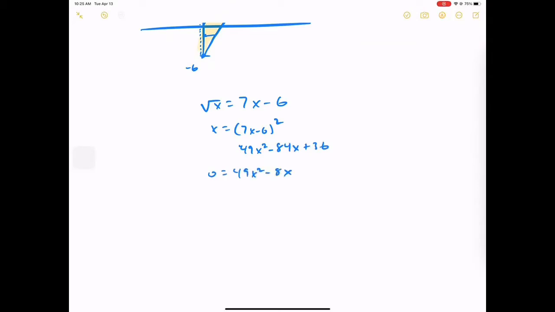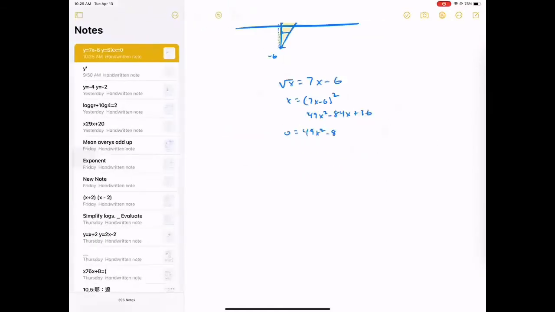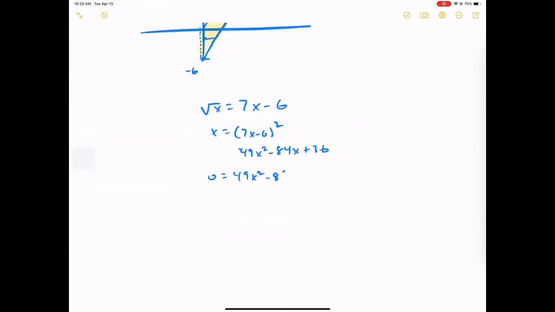Oops, sorry. Minus 83x, oh sorry, 85x plus 36. Now, I don't know how to solve for that except using the quadratic formula. I don't know if it's factorable. So if I just plugged it into a calculator, the problem is, oh yeah, weird decimal.